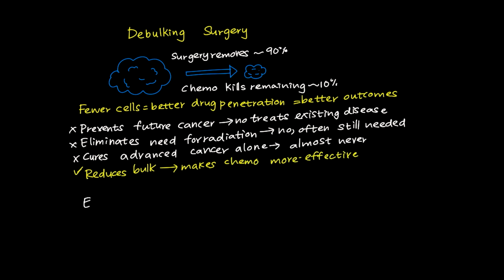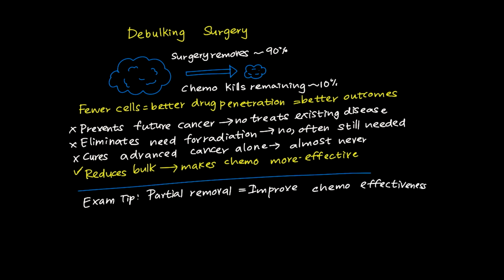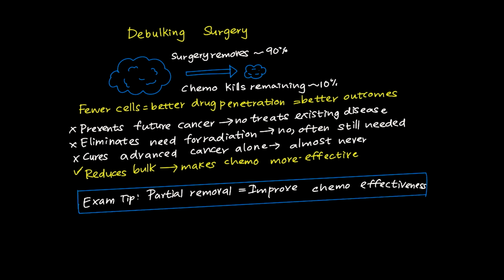Here's a WGU D454 OA exam tip for you. Debulking surgery equals reducing tumour bulk to make chemo more effective. If a question asks about partial tumour removal, the benefit is always about improving response to subsequent treatment. Recall hook. Debulk so drugs can do their job. DDD, cut the mass, then kill the rest.